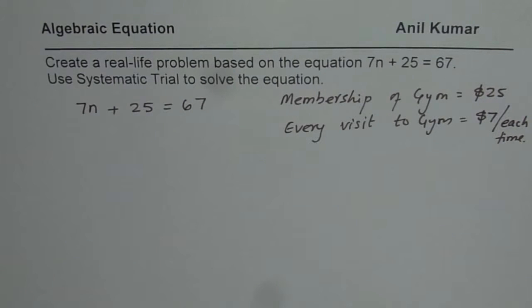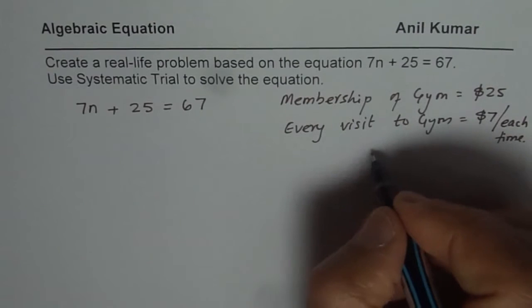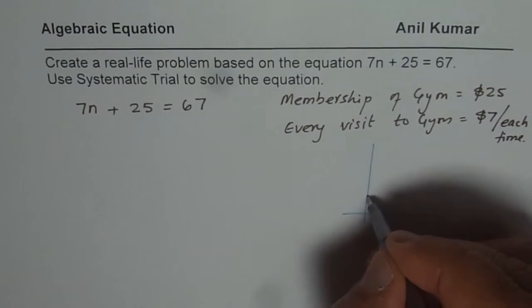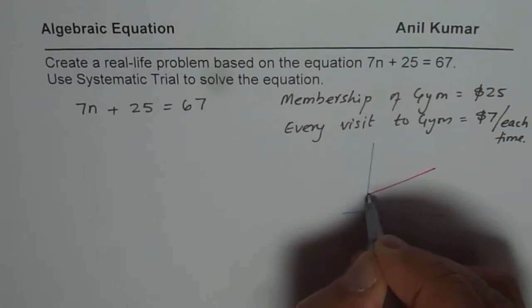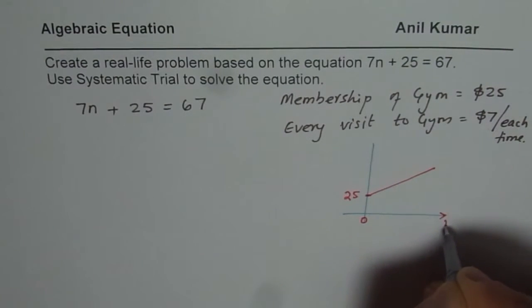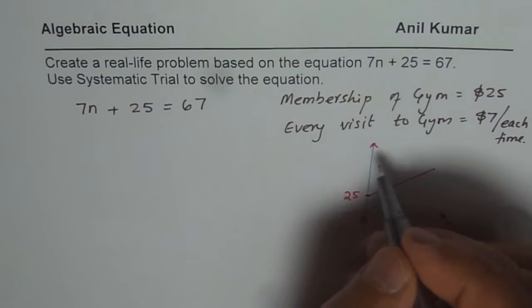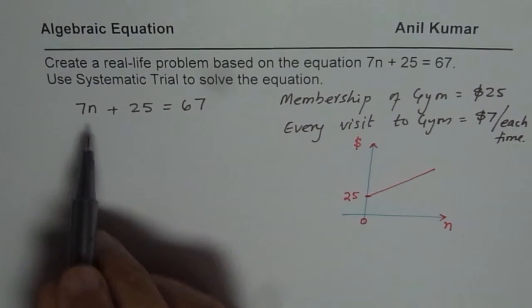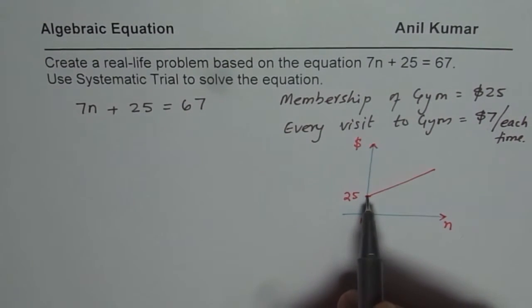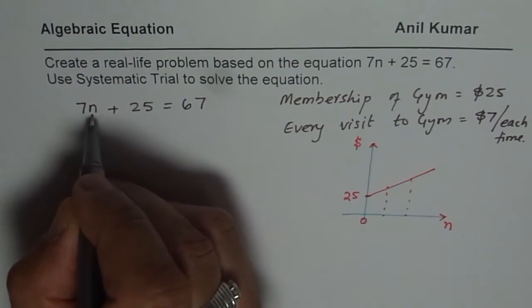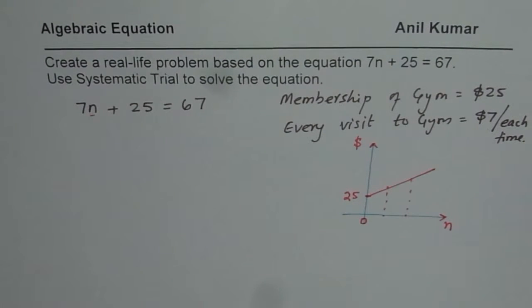You'll also notice that this kind of equation could be represented by a graph like this, where the value is 25 at the start. Let's say this is n, and that is the cost in dollars. Even if n is 0, you pay 25, so that is a fixed cost. And every time n increases, the value increases by 7 times that value, correct? That is how the relation is.